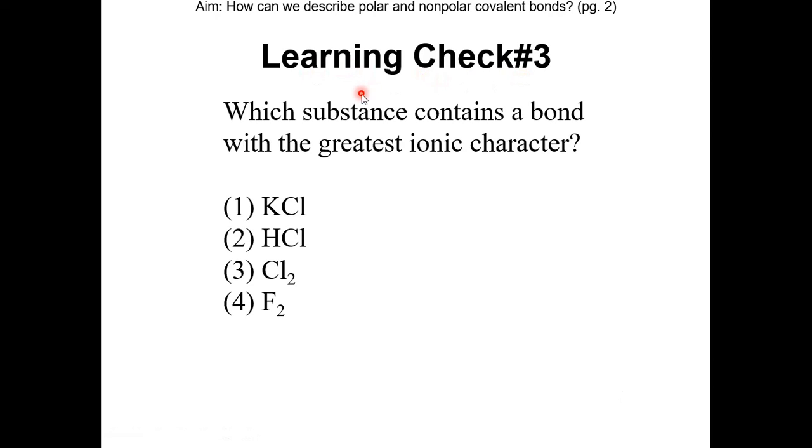Learning check number 3. Which substance contains a bond with the greatest ionic character? Pause the video and resume once you complete it. You have to calculate the greatest electronegativity difference in the bonds, but typically for Regents questions, it's usually the ionic compound. So it's choice 1.